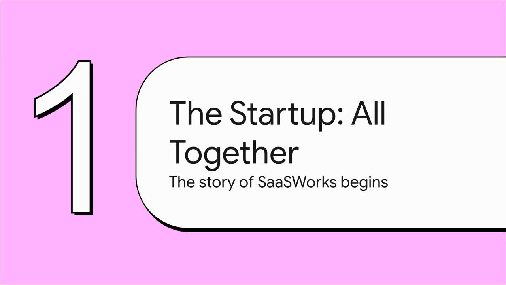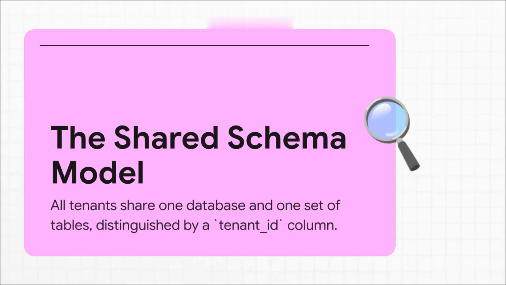Okay, to make this all feel a bit more real, let's follow the journey of a fictional company. We'll call them SaaSworks. And just like most startups, they need to move incredibly fast and keep those costs way down. And that leads them to their very first and probably the most common architectural choice. They start with what's called the shared schema model. It's really the simplest way to get going.